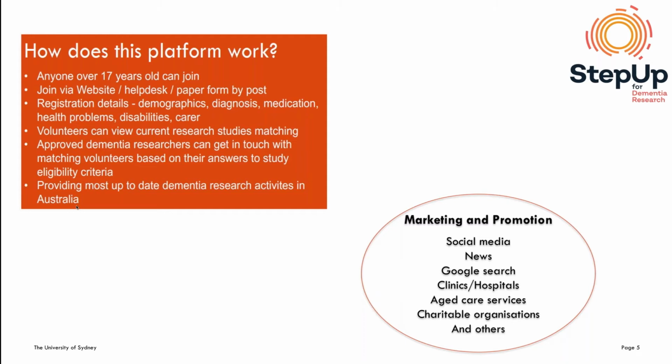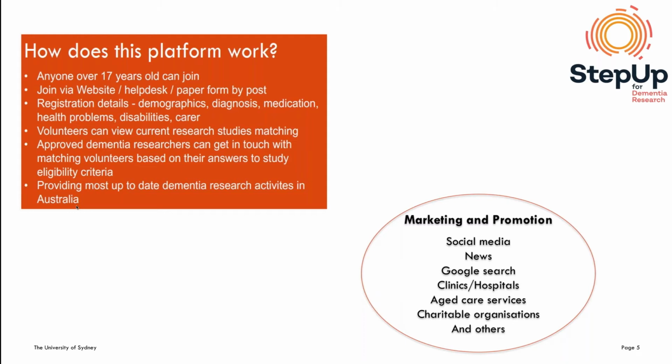Once people have registered, we call them volunteers, and they can view the current research studies that are matching. What happens is that when researchers with dementia research get ethics approval, and they say they're going to recruit their participants through our Step Up, they register. We have our Step Up administrators here in the office, and they will check a number of processes, and they have to be trained because they will access someone else's information.